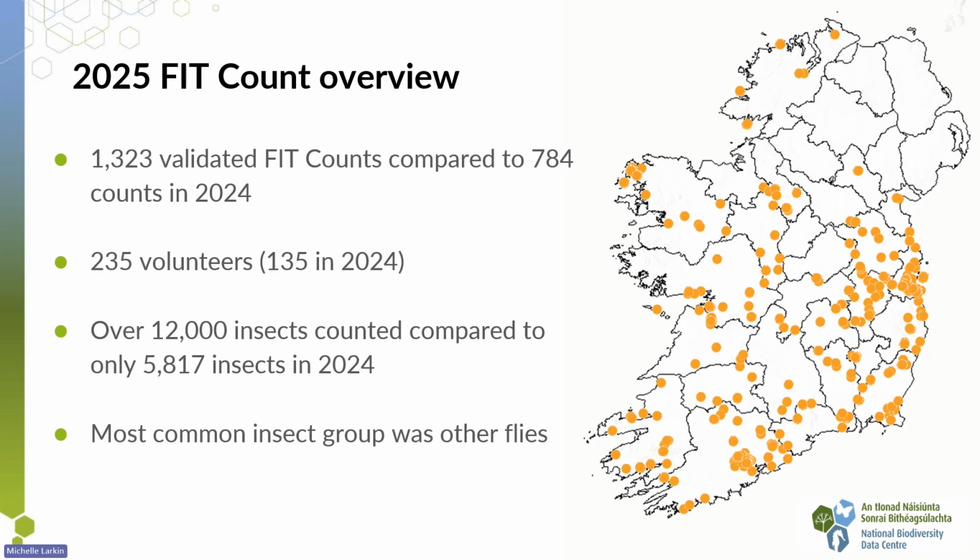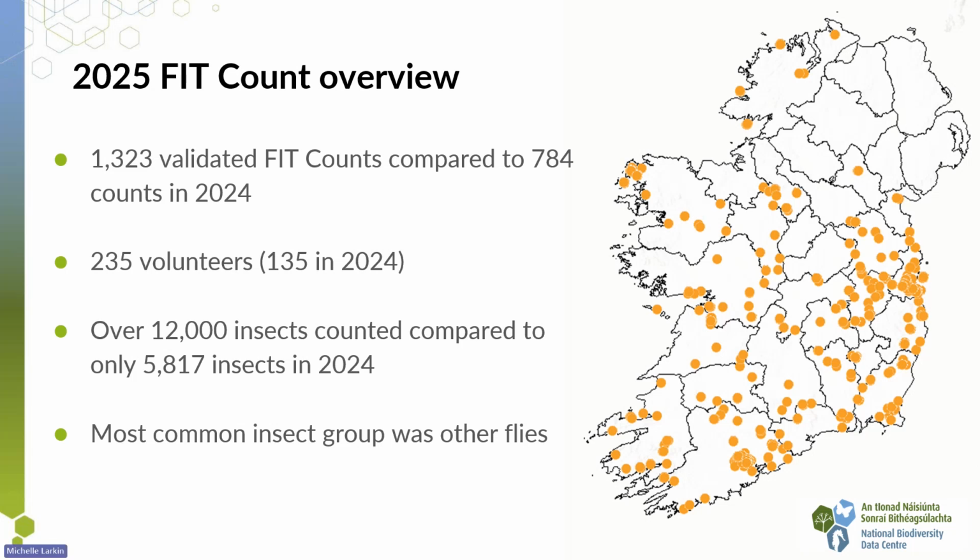I just want to go into some of the information that we've collected from last year. So this is the 2025 overview, and this map is all the FIT counts that were submitted to us last year. Just over 1,300 FIT counts were submitted compared to 784 counts in 2024. So a massive jump, which was fantastic to see.